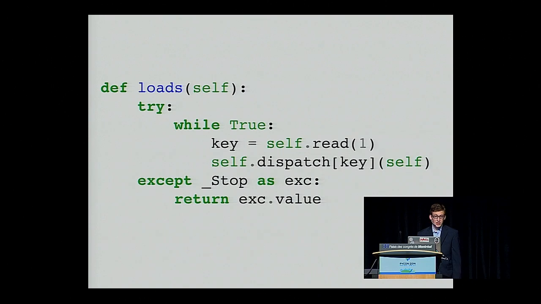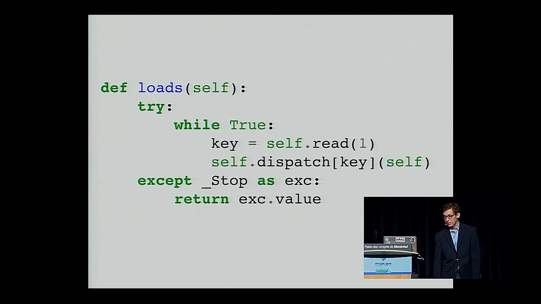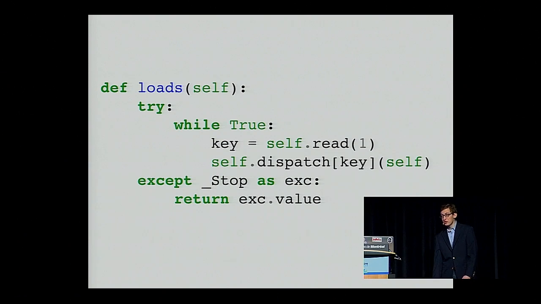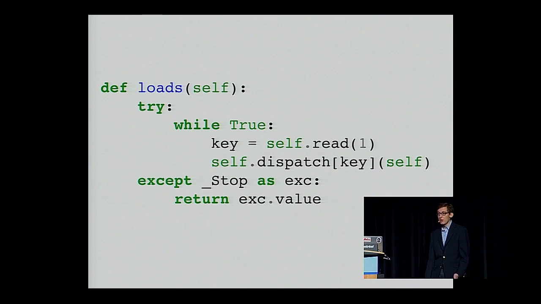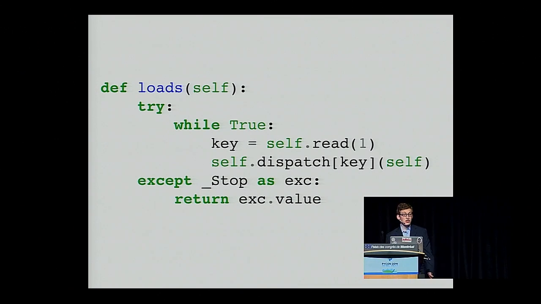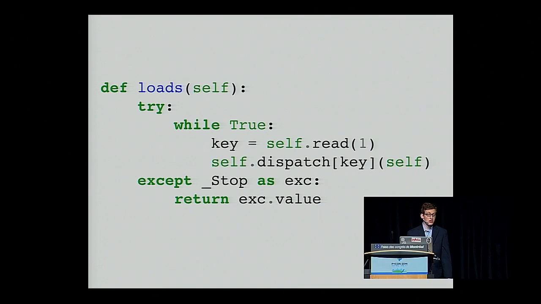What does this all look like? It's actually kind of shockingly simple. This is the entire core of the Pickle logic. While true, we read one item from our stream. That's the type signifier we looked at earlier. And then we have another dispatch table. We dispatch on this key, we call this function, and then we just keep going until we receive a stop exception, and that will contain the value.